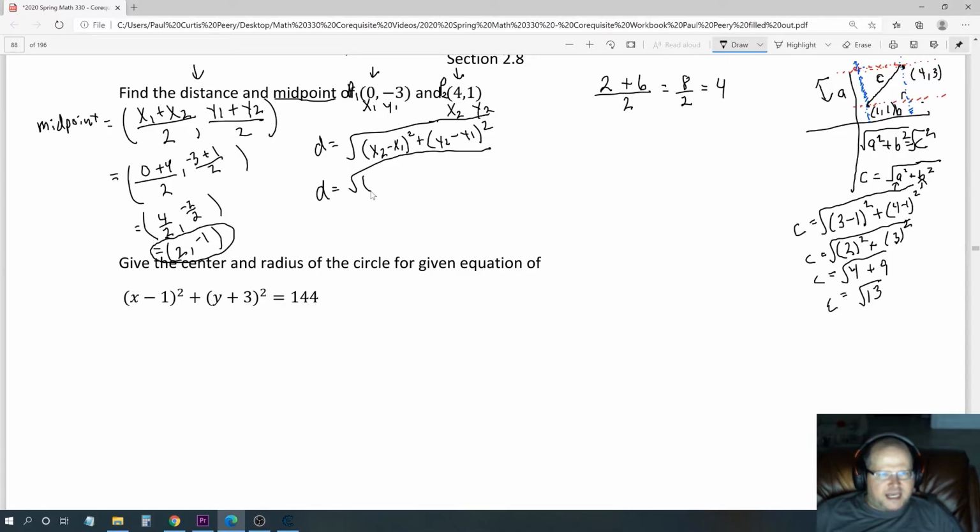So what is x2? Well, x2 is over here, it's the 4. So I plug in the 4. Minus, what's x1? x1 is the 0. I plug in the 0, square it, plus, what's y2? y2 is the 1. I've already labeled it. What's y1? y1 is the negative 3. So I'm saying minus negative 3.